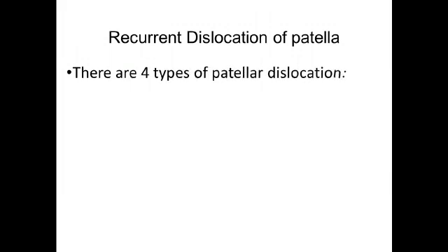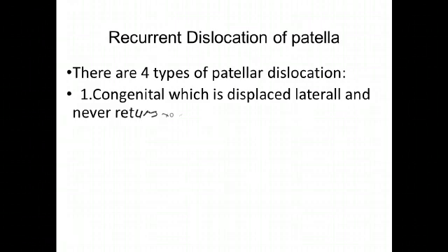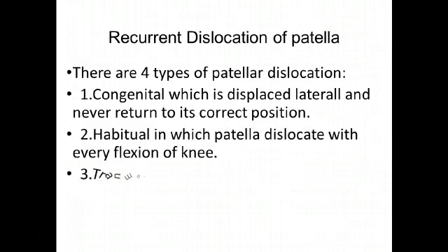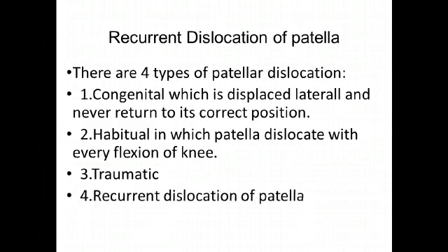Recurrent dislocation of patella. There are four types of patellar dislocation. First, congenital, in which the patella is displaced laterally and can be returned to its correct position. Habitual, in which the patella dislocates with even flexion of the knee. Third, traumatic, for recurrent dislocation of the patella.